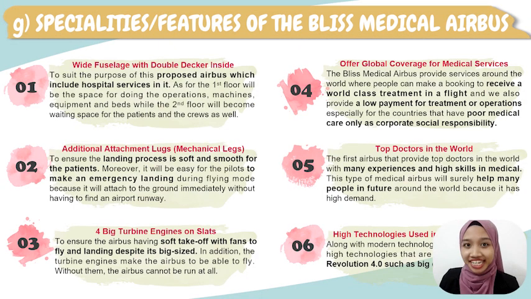Okay, next, I am Nurulnaqa Ismail, and I will be explaining the specialties or features of the Bliss Medical Airbus. The first one, this Airbus was designed with a wide fuselage and a double-decker inside. This is because we want to build an Airbus with hospital services in it, so we need larger spaces in the Airbus. For the second one, we have added additional attachment legs, which are mechanical legs. They have 4 legs under the fuselage, to enable the Airbus to make an emergency landing. And as for the third one, we have 4 big turbine engines that are positioned on the upper side of the fuselage. This is to enable the Airbus to take off easily.